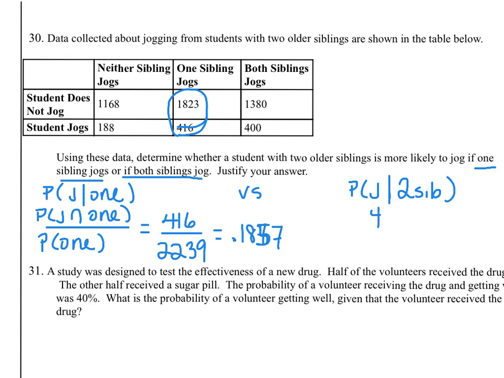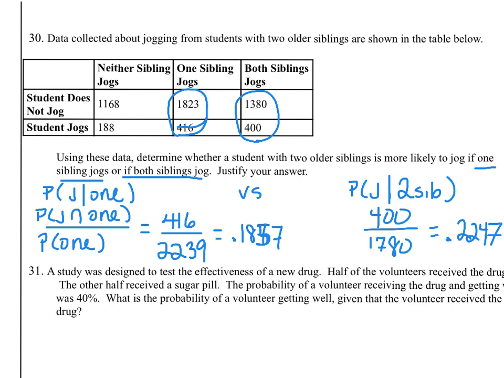So we have 400 in the numerator over, and then the total in the denominator is going to be the probability that you have two siblings that jog. Okay, and that would be these two numbers right here added up. So we're going to add those two numbers up, and that's 1,780. Okay, and when we work that out, that's 0.2247.